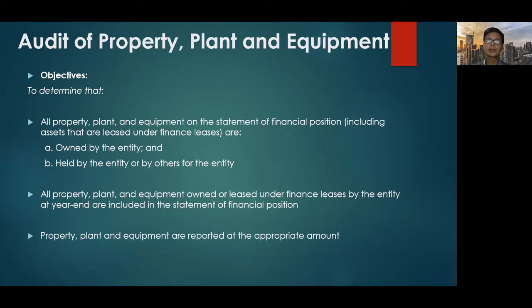Property, plant, and equipment are reported at the appropriate amounts. So, in accounting, we're very particular about yung valuation. So, kung magkano talaga yung of course, taking it into account yung depreciation ng particular na property na yun or an equipment.